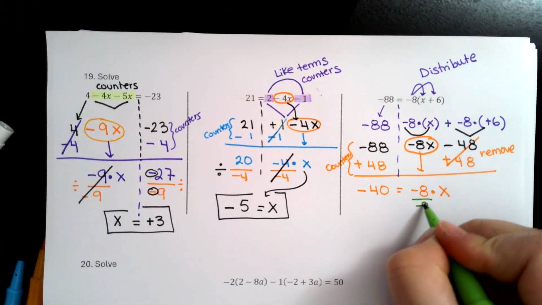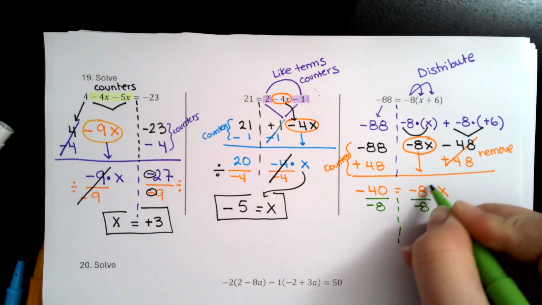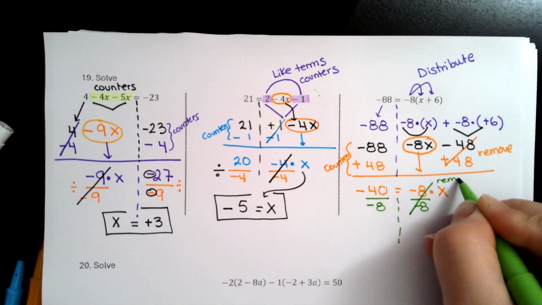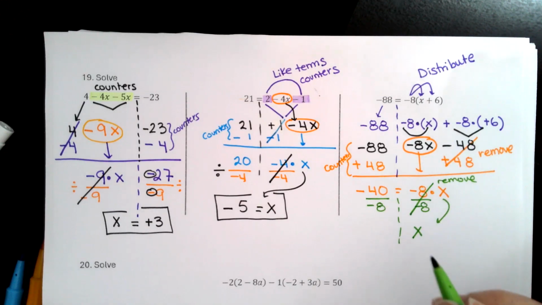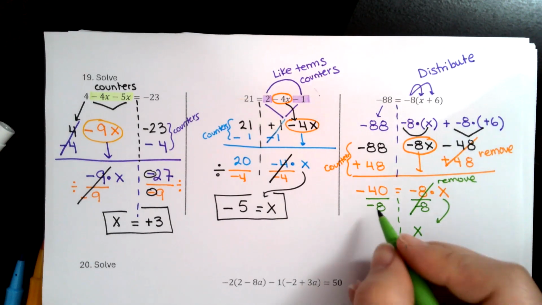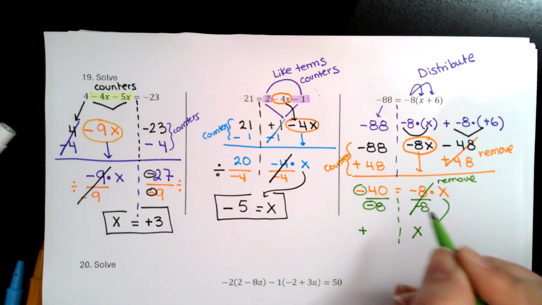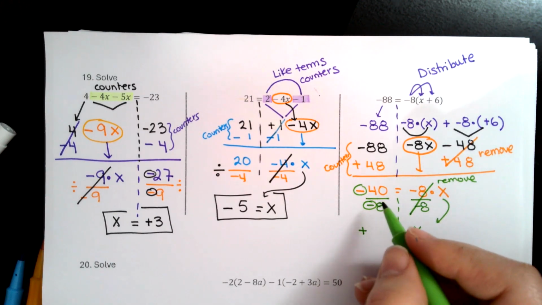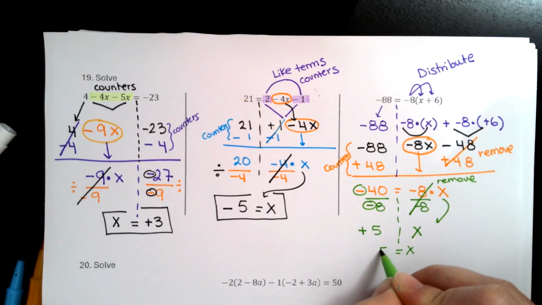We're going to divide by -8, divide by -8. Again, our goal on one side is to remove, bring down the x. On the other side, our goal is to divide. So we're going to have negative and a negative. Our answer is positive. These are the same, right? Negative, negative is same. 40 divided by 8 is 5. So x is equal to 5.